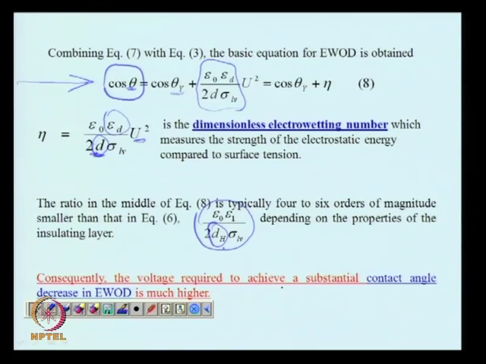However, the major advantage is that now you are not restricted to a few millivolts, you can go to 500 volts. You are only limited by the fact that at very high voltage there could be current passing through the dielectric, which would result in a phenomenon known as dielectric breakdown. When the dielectric breakdown takes place, the entire surface becomes unusable, and this is a limitation of EWOD, but it still gives us tremendous flexibility in affecting a major change in the contact angle, which would be very important for the dynamics of the droplet on a surface.